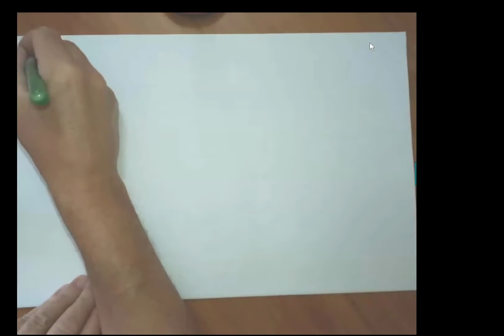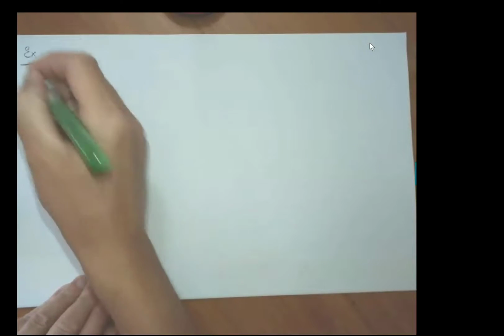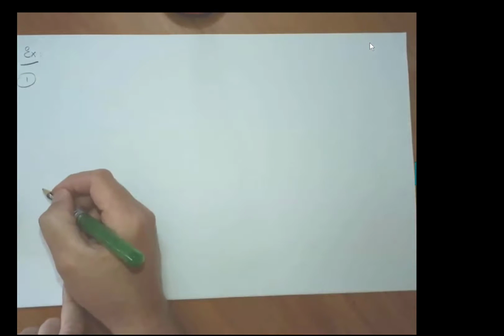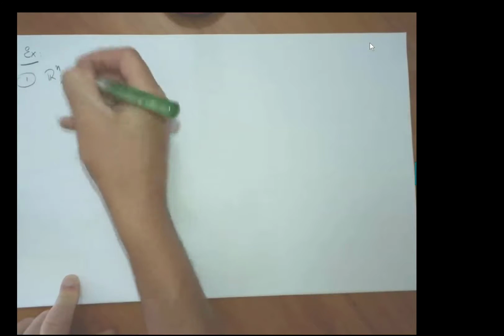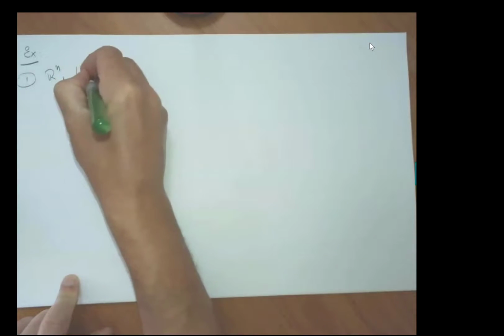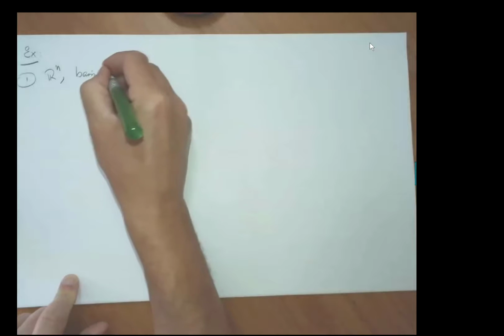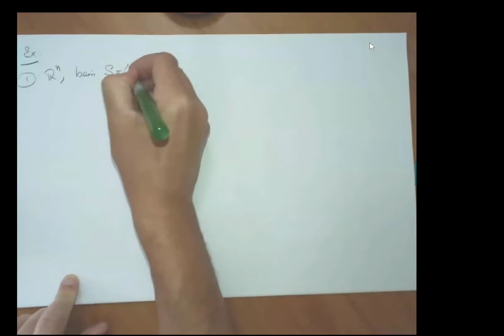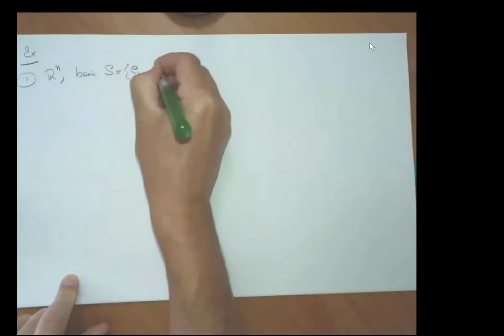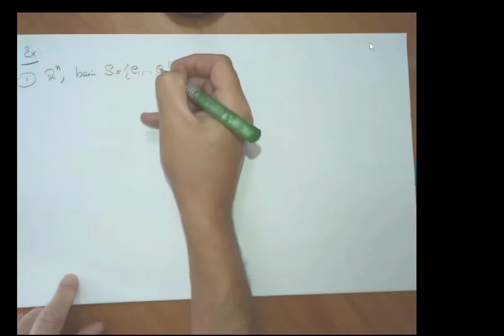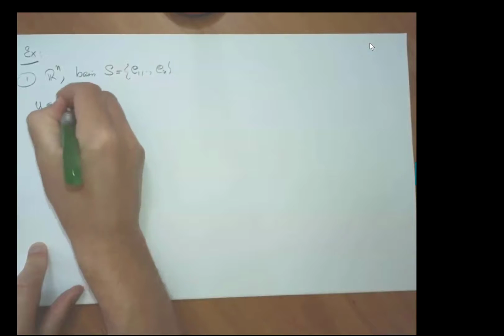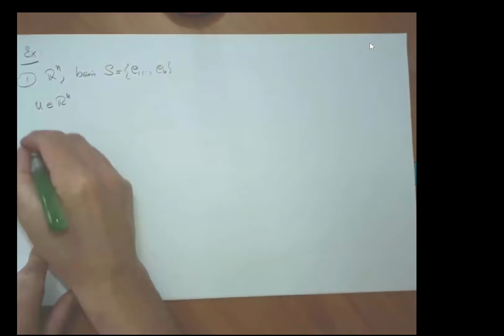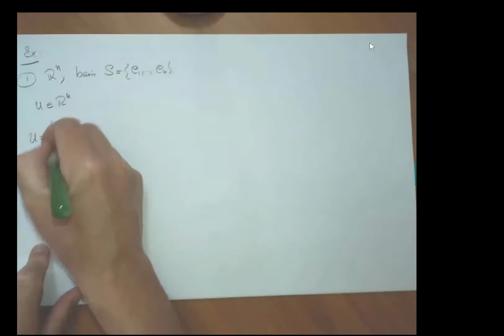So let's start with our example. And as I said, number 1 is actually not really interesting. So we can start again with Rn, and our basis is the standard basis. Then you take u in Rn. And I think I have done these calculations, this writing, several times already.